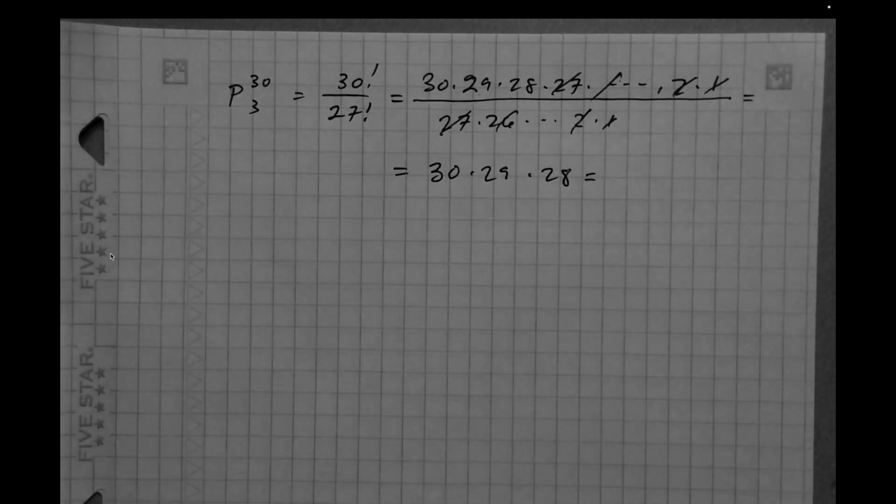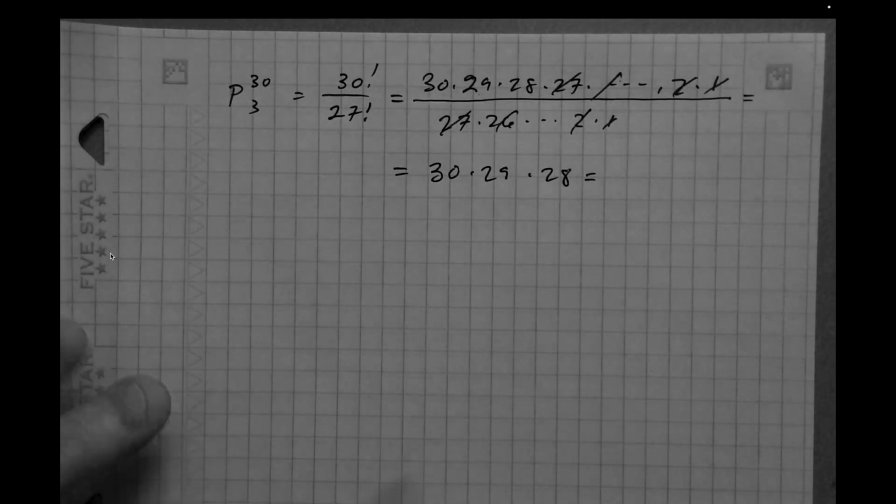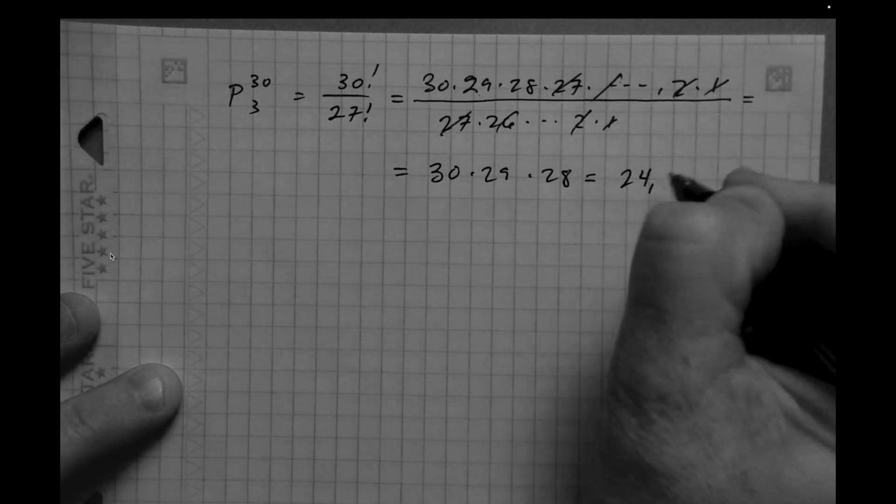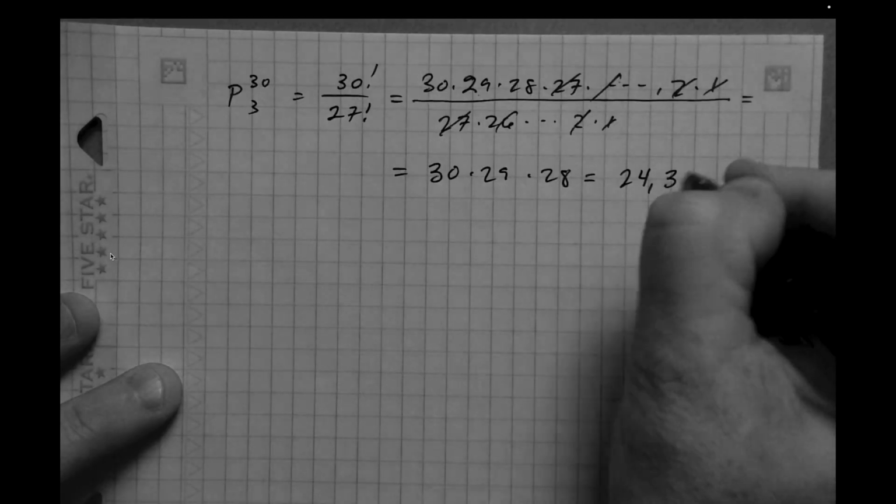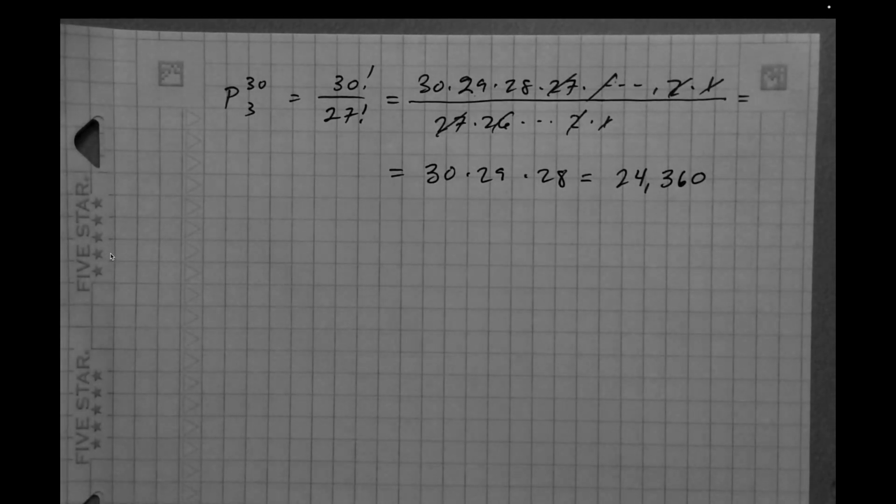Okay. And you can do that math. You can multiply those together, and you'll see that there are 24,360 ways to choose 3 names from 30. So these numbers just explode very quickly, right? You think, wow, it's just 3 names out of 30, but boy, there's 24,360 different ways to do that. Okay. Very good. Another example.